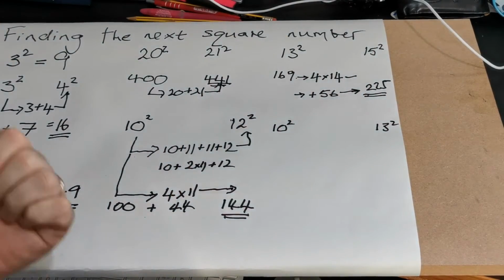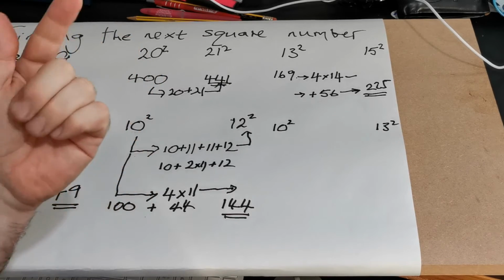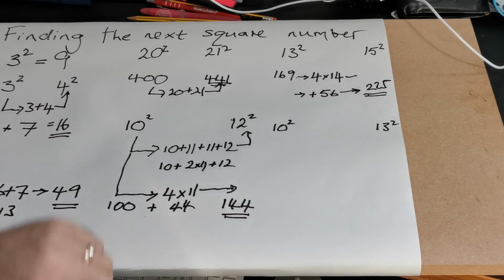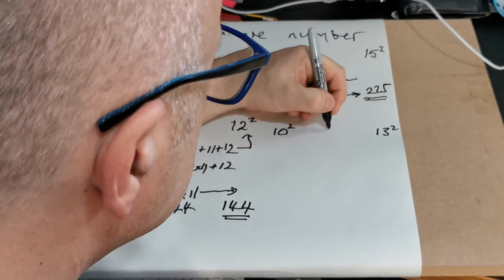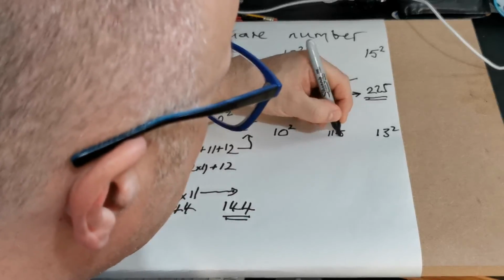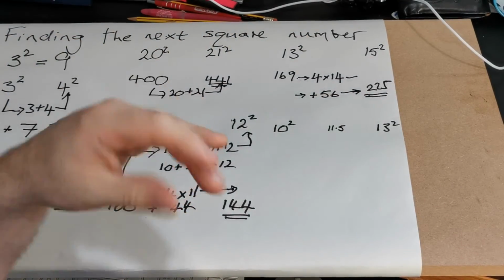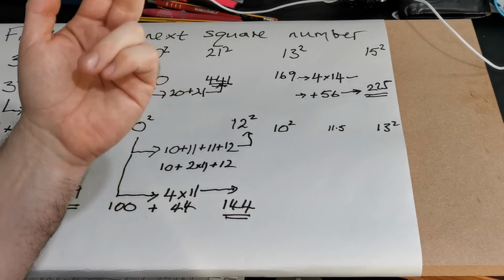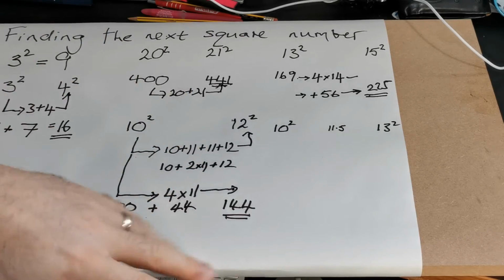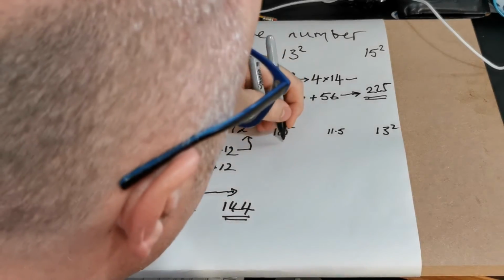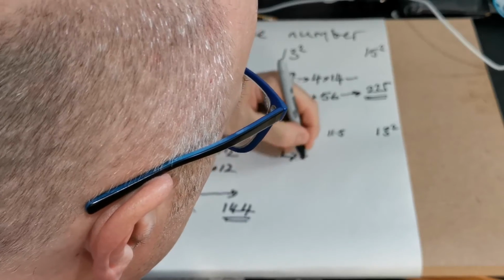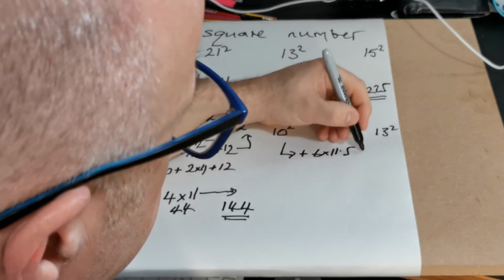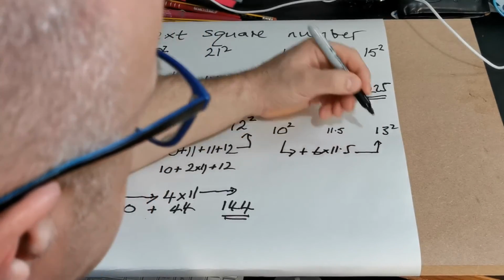I can think I need to add 10, then 2 11s, then 2 12s, and then a 13. It actually works out if I pick exactly what's in the middle, 11.5, and I think of all those additions that I've got to do, a 10, 2 11s, 2 12s, and a 13, that's 6 lots, and they all average around what's in the middle. If I'm going to add 6 times 11.5, that should give me 13 squared.